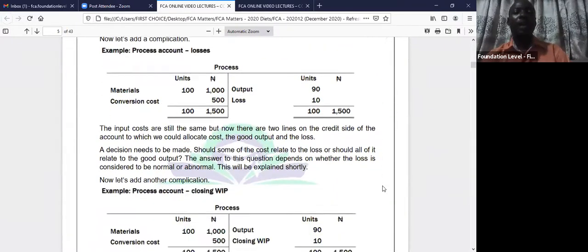Let's look at another little complication added to it. The left-hand side remains the same. Material, 100 introduced, conversion, everything gives you 15. But now you have some losses. It means you put in material, let's say 100 kg. And you now harvested 90%, which is 90 kg out of it, and you lose 10%. The question now is, how do you spread the cost of production of 15?